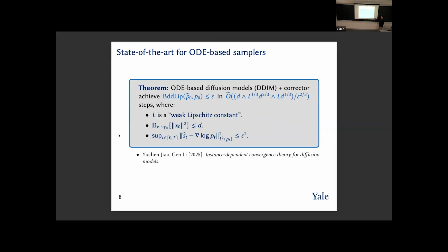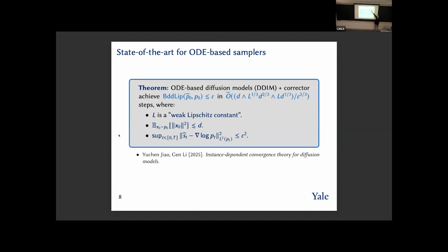It's this amazing paper by Yichen Zhao and Gen Li. And their results are the following. Now there's a certain discretization of an ODE-based diffusion model, plus some extra corrector steps that gets you epsilon error, and you have this iteration complexity. Notice that this is a minimum, not a maximum.